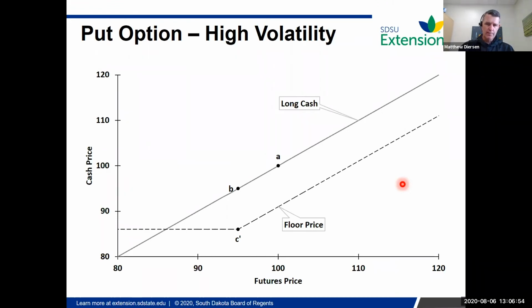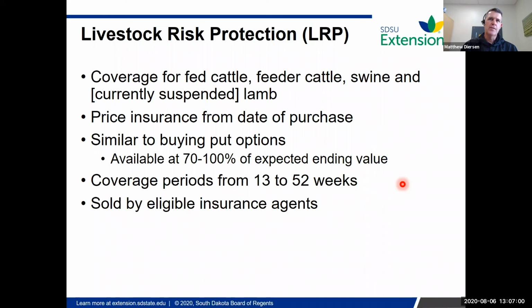I want to highlight a couple of other tools. One is livestock risk protection. LRP is available on fed cattle. Much like buying a put option, it's insurance from the date you purchase it. It has deductibles instead of strike prices, and the coverage is available, you can see there, well, they say 52 weeks out. That's not always the case, but you do have some coverage level that matches up generally with when cattle are on feed, and it's sold by insurance agents.